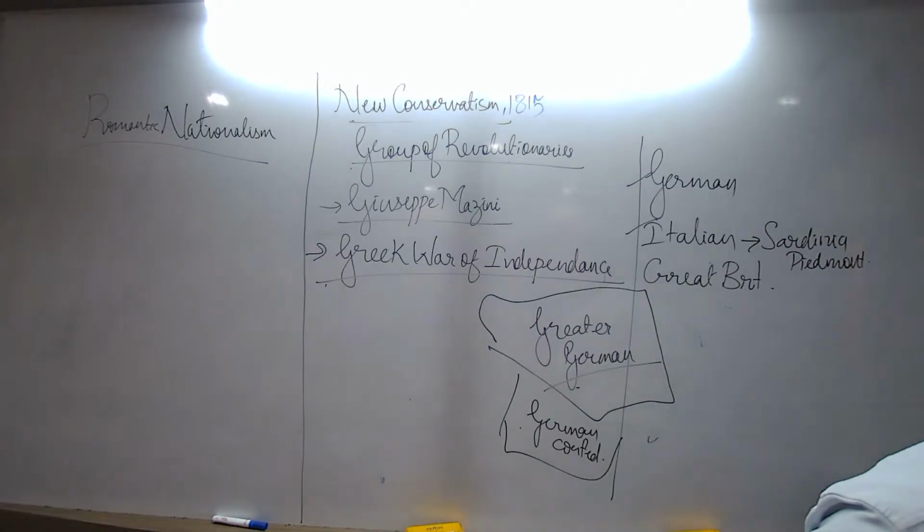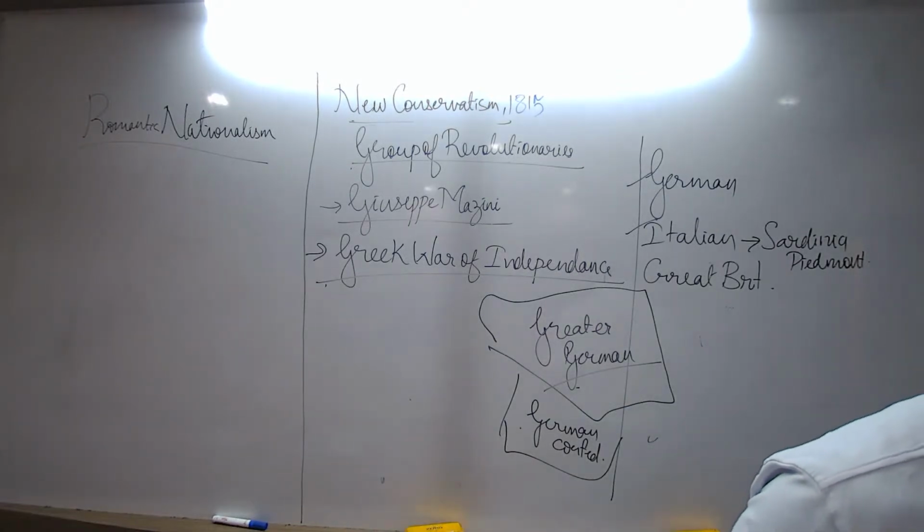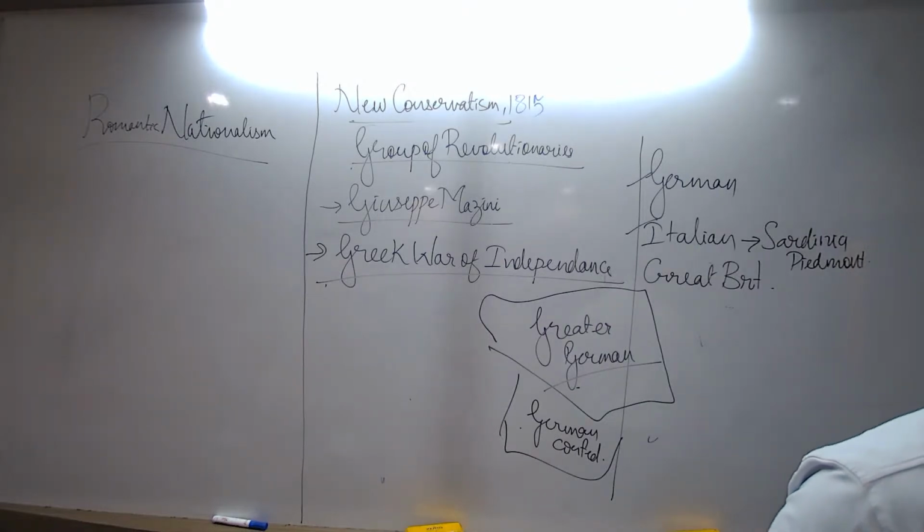The failure of revolutionary uprisings both in 1831 and 1848 by Mazzini and Garibaldi meant that the mantle now fell on Sardinia, Piedmont. Underline the word mantle. What is the word mantle? The main force, main pressure.